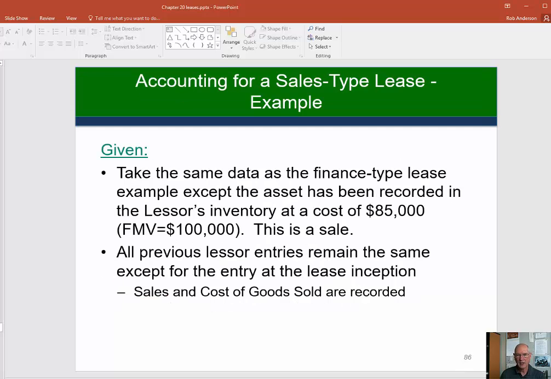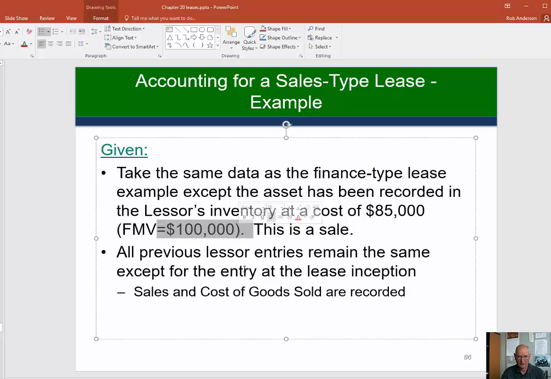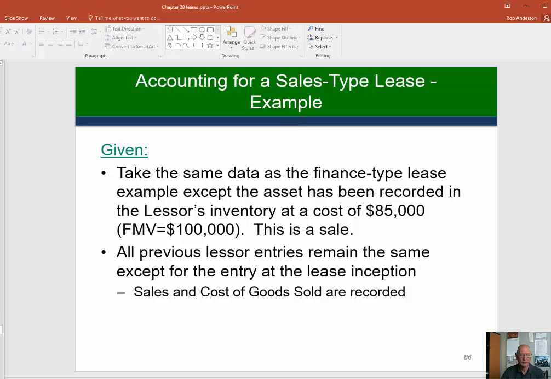So we're going to take the same data that we just used in the previous video, so same lease amortization schedule and everything, except that it is a sales type lease. So the market value of this is $100,000, and that's a sale. The cost to the dealer is $85,000. So we can see that there's a profit here. So let's look at how we account for that.